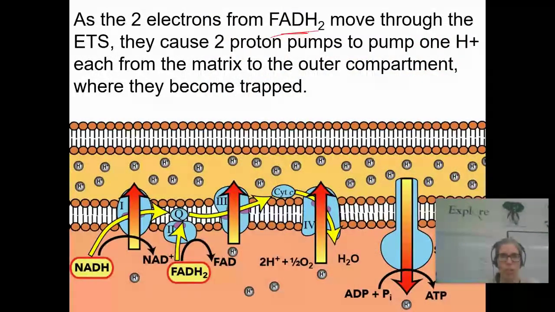So FADH2 is a little bit more electronegative. It can't pass its electrons here, so it has to go to the next one over. So it only sends 2 protons through the electron transport, only sends 2 protons into the intermembrane space.